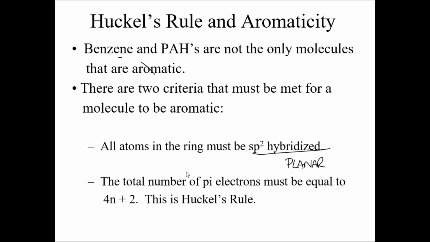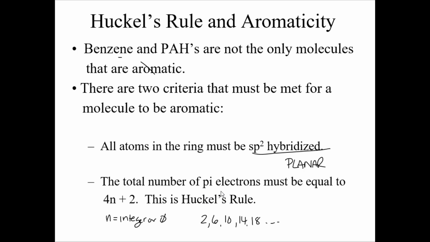It also must contain a total number of pi electrons that fits the rule of 4n plus 2, where n equals an integer or 0. And that is what is called Huckel's rule. So 4n plus 2 is a formula to generate the number of pi electrons that would make a system aromatic. So if we use this 4n plus 2 rule, basically we would have 2, 6, 10, 14, 18, etc.